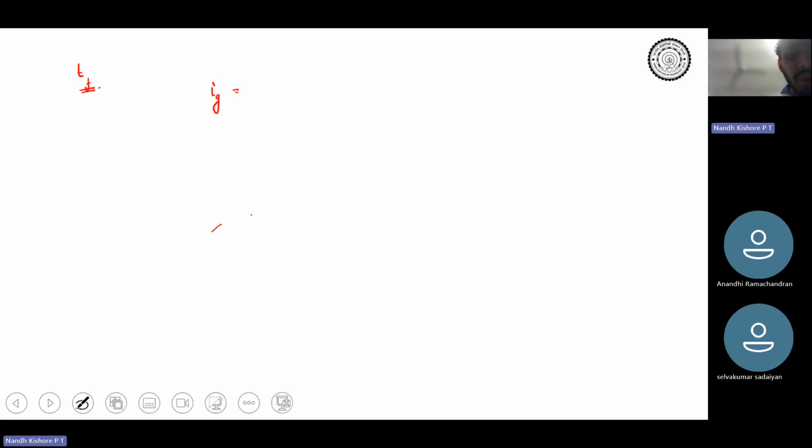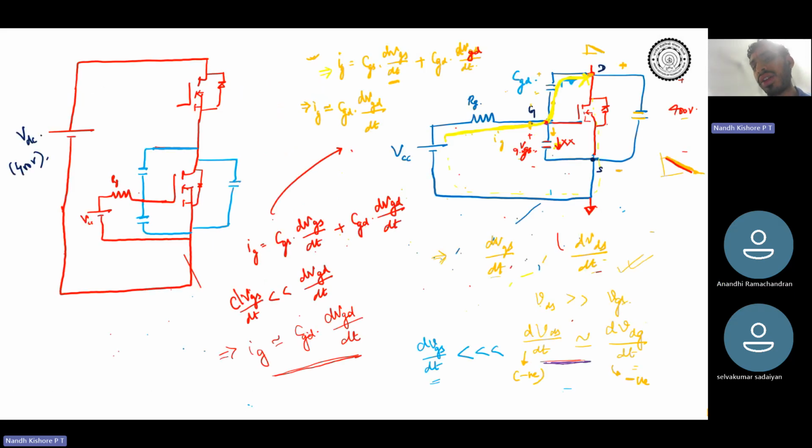So during the voltage fall period, the entire gate current flows through CGD, not through CGS. So I is C dV by dt, right? So IG is CGD times dVGD by dt. Do you agree with this? CGD is basically CRSS, right? CRSS times what is VGD? Voltage VGD is changing from what to what?